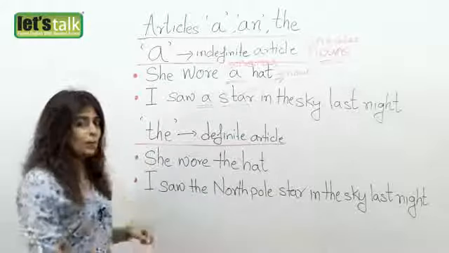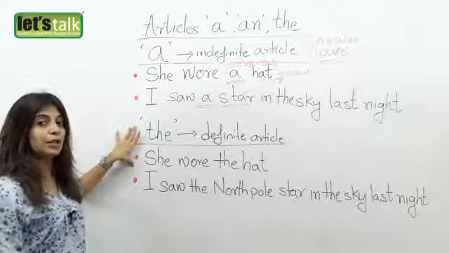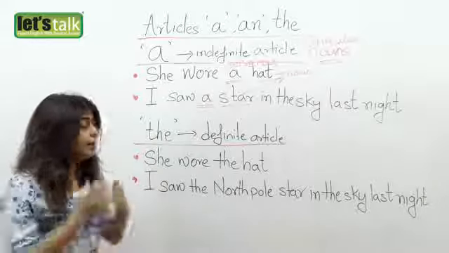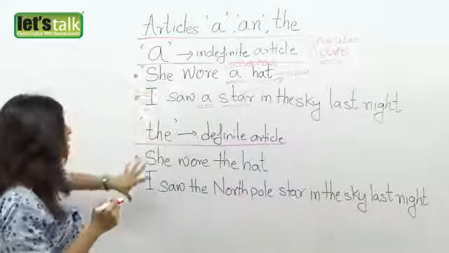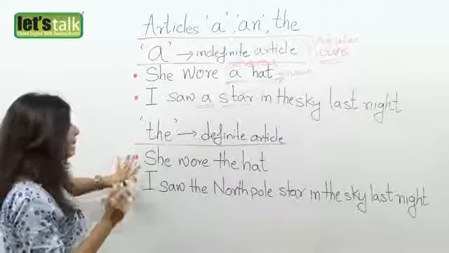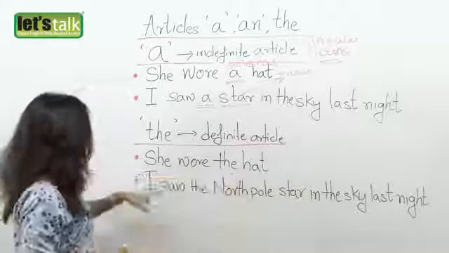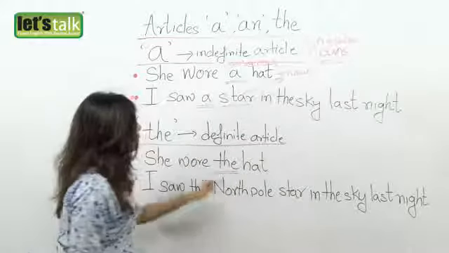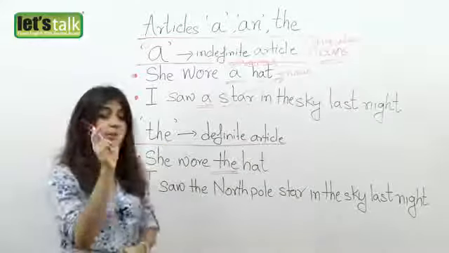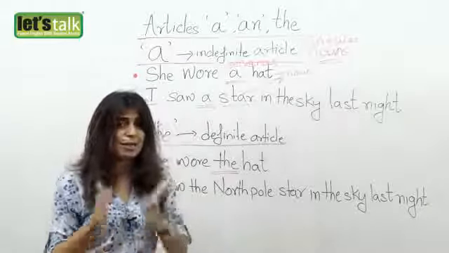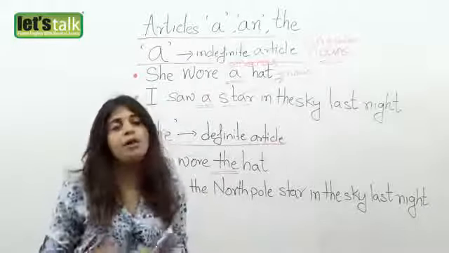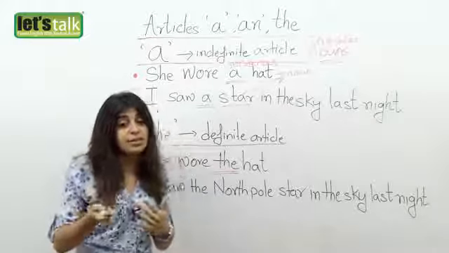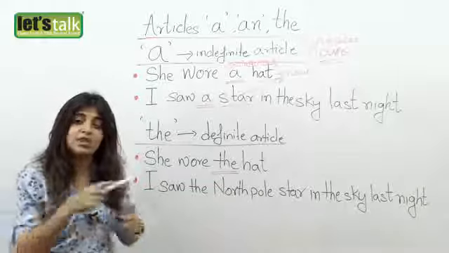So we would also look at the article the here. Now, when do we use the article the? I have written down the same sentences here, but with the. So here, she wore the hat. Now, the here is your article, the hat. And basically, it means you know what hat I'm talking about. Maybe it's a hat that we discussed last week and then she finally bought it.